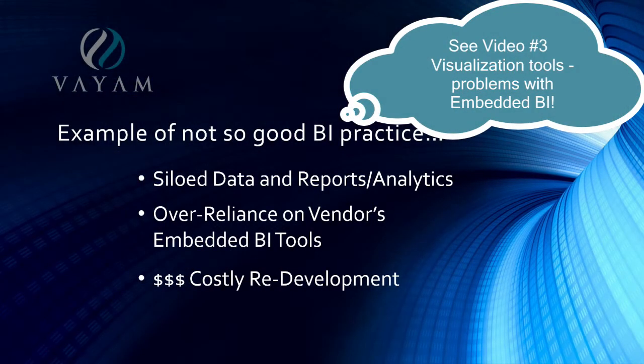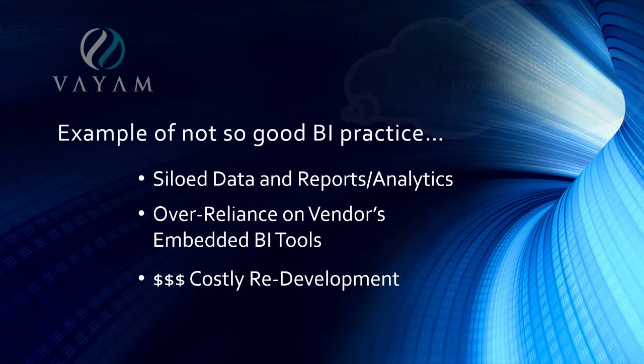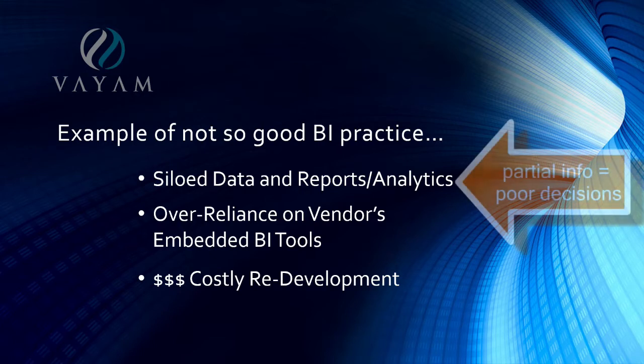So problem number one was these were highly siloed. They had reports and analytics scattered among several vendors, each reporting and analyzing data only within that particular vendor's application. So no surprise, management often made critical decisions based on partial information. That's in contrast to our first example where management had visibility across benefits, compensation, evaluation, payroll, etc.